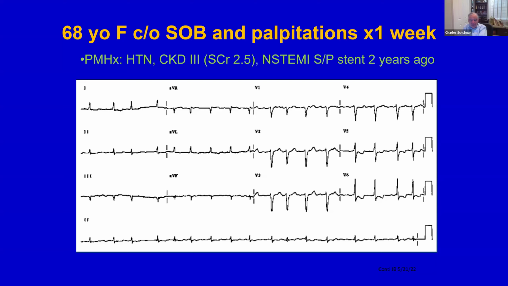This should be an easy one. No? Sinus rhythm? Really? This is atrial fibrillation. It's not a great electrocardiogram because you don't see the marks, but still, I think you can tell that it's atrial fibrillation.